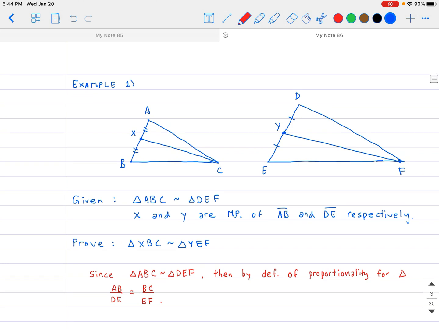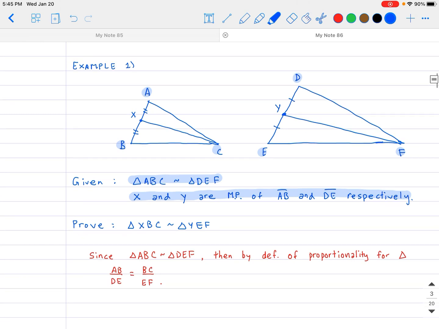Okay, here's an example of a problem where you actually have to do a proof then. In this picture, here is what's given. We're given that these two triangles, ABC and triangle DEF, are going to be similar to each other. Now, X and Y are supposed to be the midpoints of AB and DE respectively, so you can see that in the picture right there.